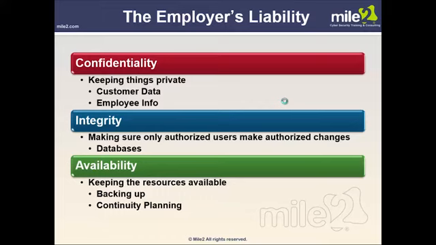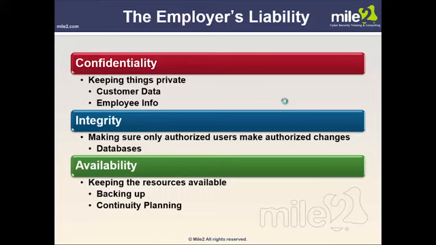Then we get into what's called integrity of our CIA. Integrity is making sure only authorized users are able to make authorized changes, such as to databases and so forth. We provide integrity through the use of what's called a hash value, or hashes. We will also talk about this in the section on password cracking and so forth, as well as in the encryption module.